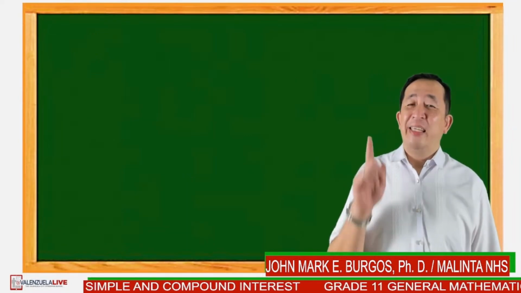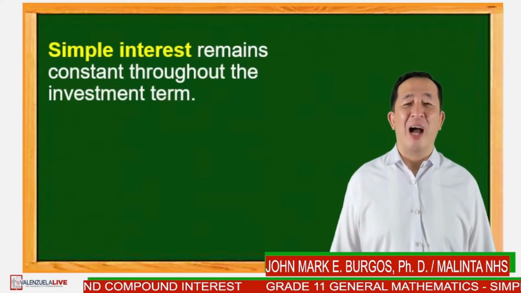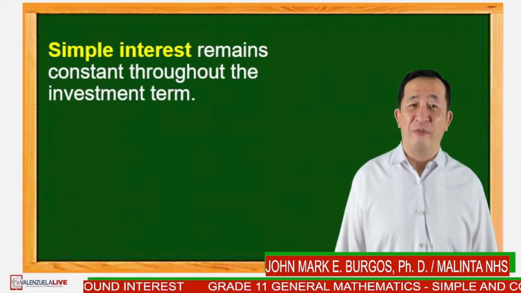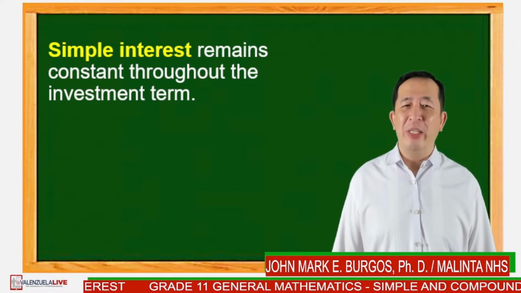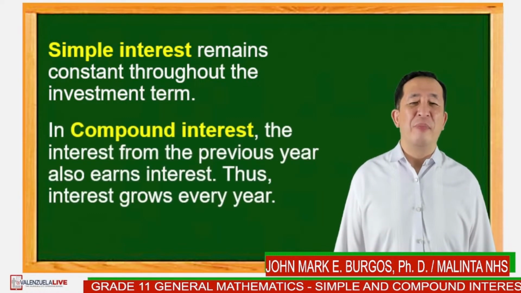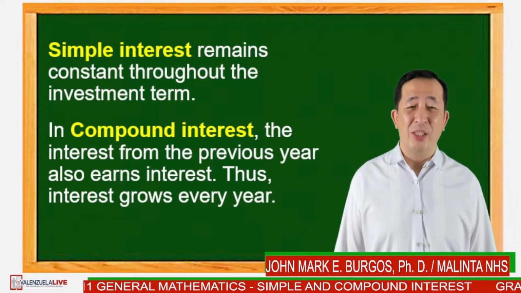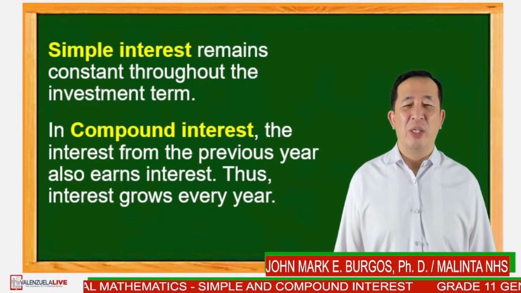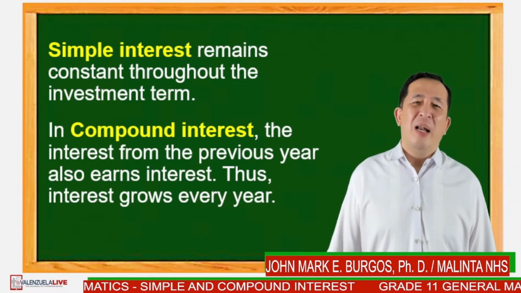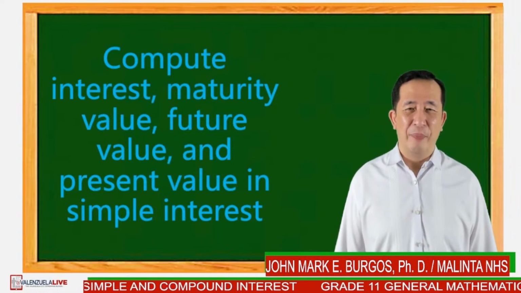Simple interest remains constant throughout the investment term. In compound interest, the interest from the previous year also earns interest. Thus, interest grows every year. Let's proceed to the next one.